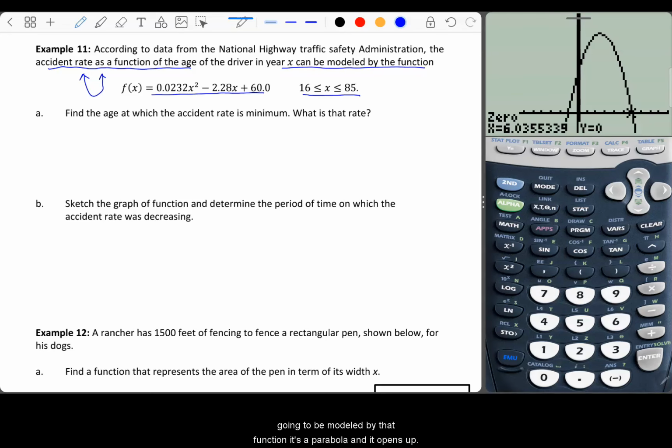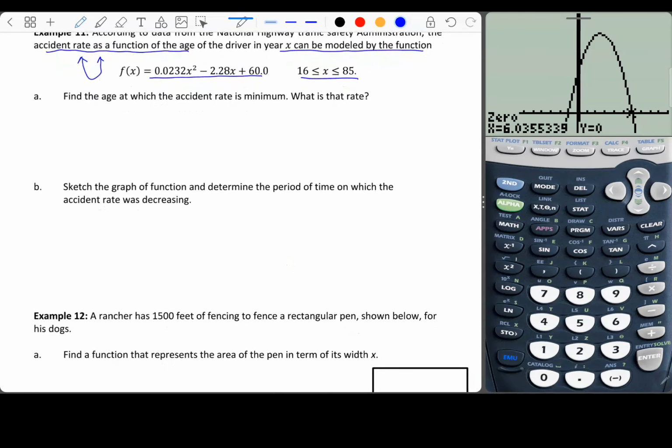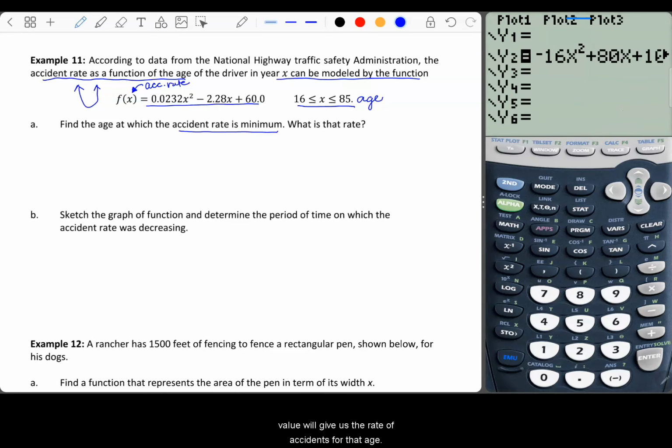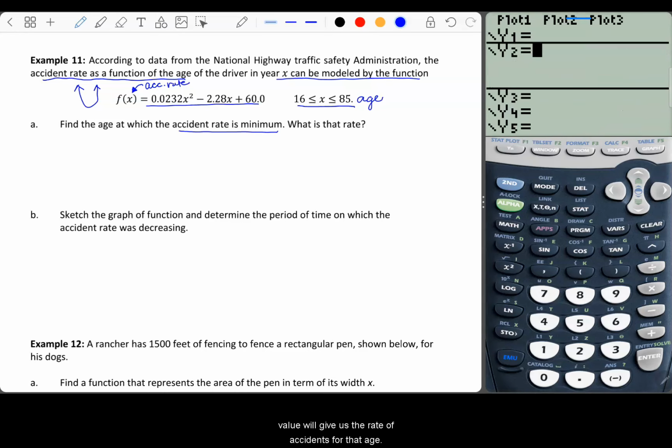It's a parabola, and it opens up. Just ignore that graph over there. I haven't cleared my screen yet. And we're to find the age at which the accident rate is a minimum. Okay, so X is age, and Y is the accident rate. All right, so that means we need to find a minimum, and we want the X value to give us the age, and the Y value will give us the rate of accidents for that age.